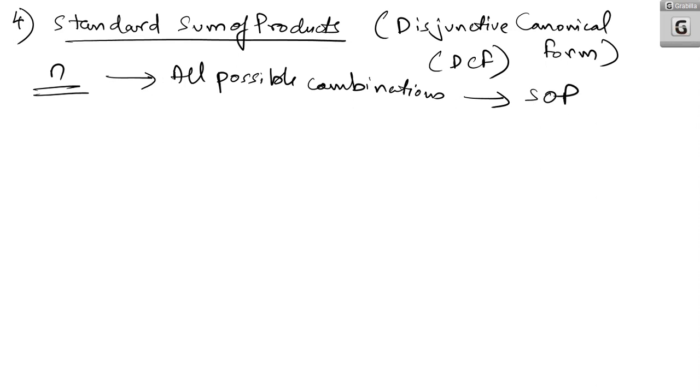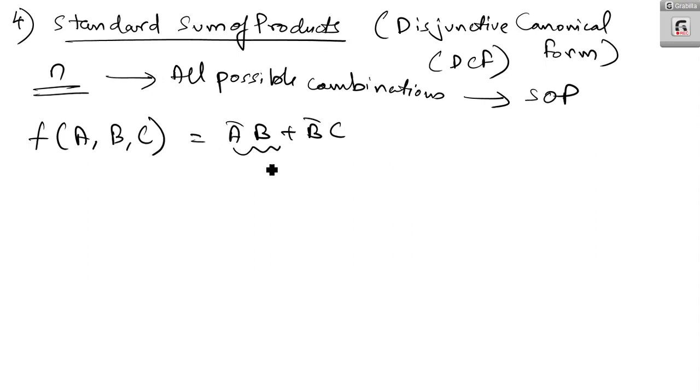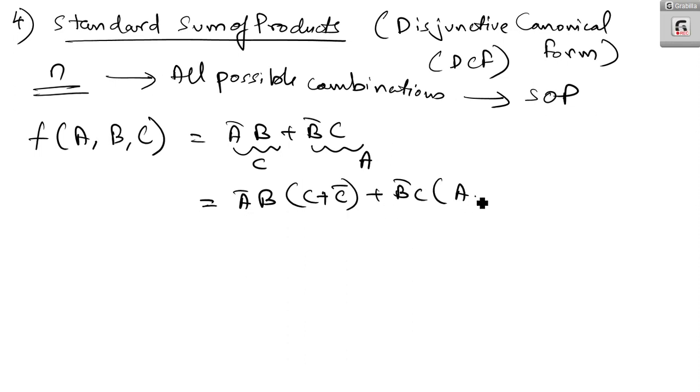How to obtain it? I will show an example. If I have a function f of a, b, c given by a bar b or b bar c, this function consists of only two terms, but there can be other combinations of that. In the first term c is not there, and in the second term a is not there. So you have to multiply with the corresponding term: for c, multiply by c or c bar, and for a, multiply by a or a bar.